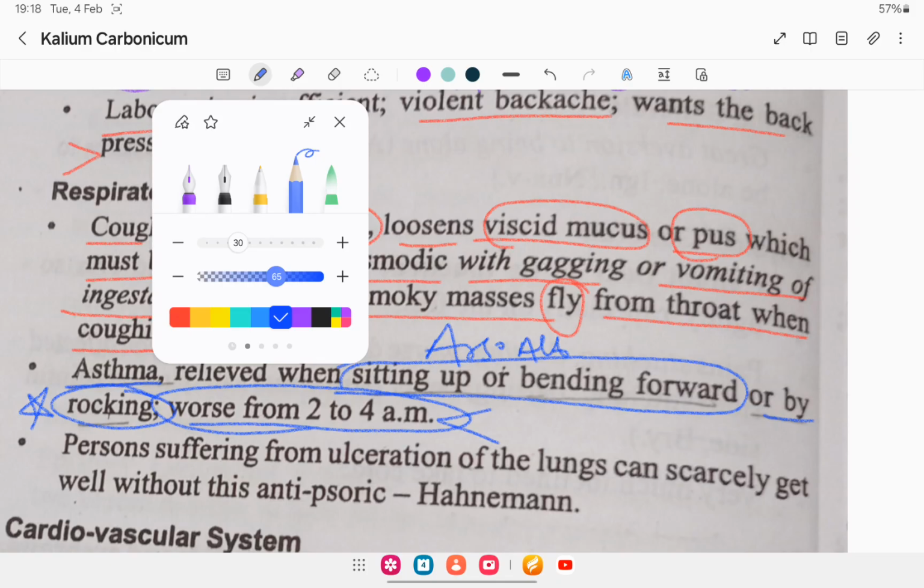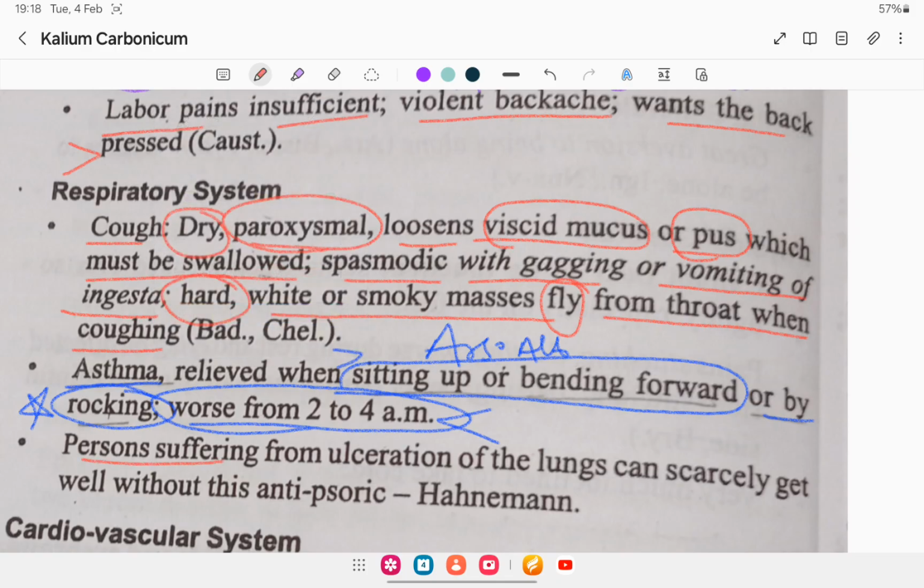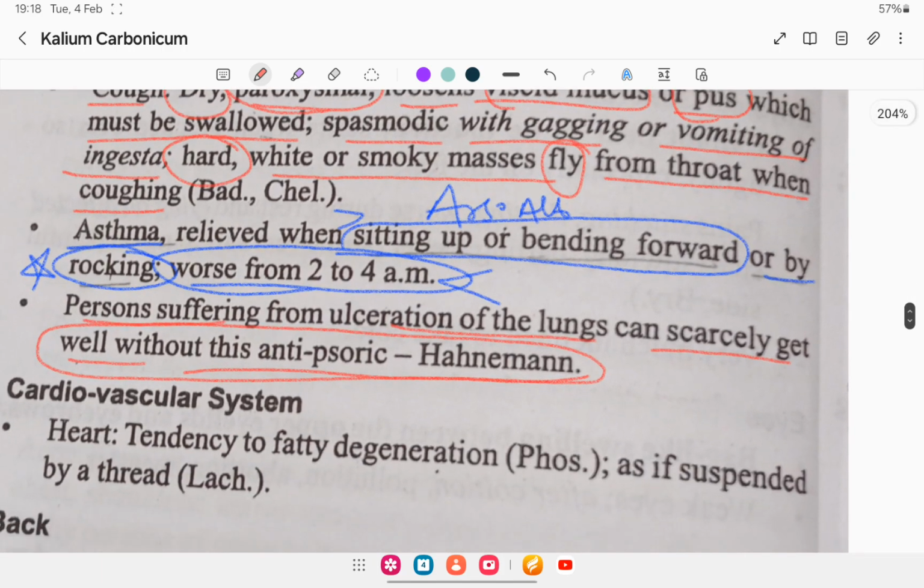Persons suffering from ulcerations of the lungs can scarcely get well without this antipsoric, according to Hahnemann. Suffering from ulceration of lungs, we can think of this remedy, that is kalium.